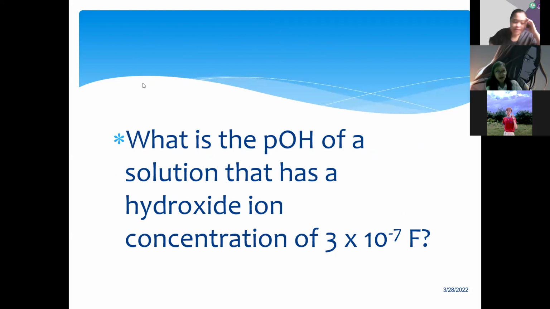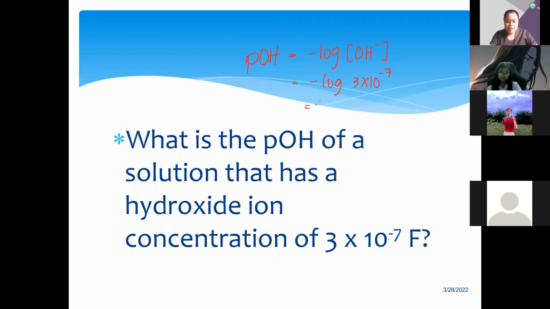6.52. Okay. The same way of computation, but this time, this is for the pOH. So, negative log of the OH. Now, this is negative log of 3 times 10 raised to the power of -7. So, negative log of 3 times 10 raised to the power of -7 is, yes, 6.52. So this is the pOH of the solution.